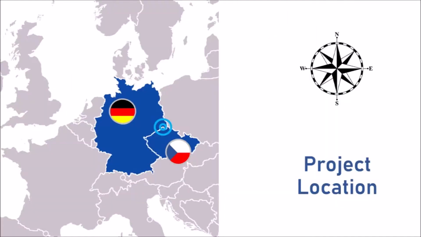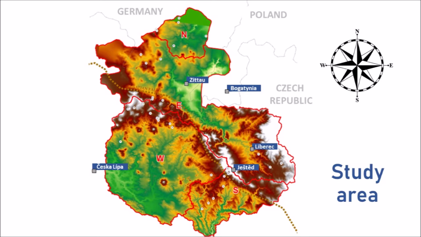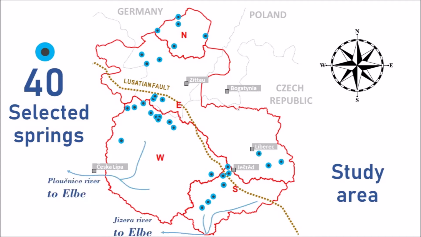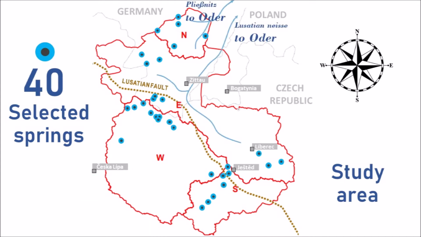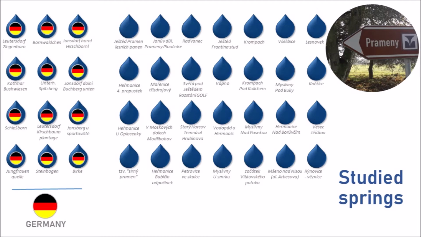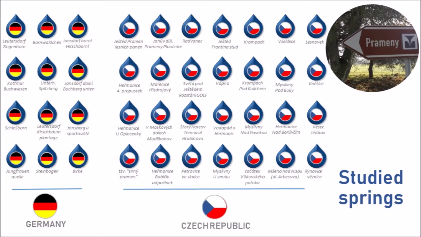Our area of study was the humid region in Eastern Saxony and Northern Bohemia, finding diverse types of springs coming out from different kinds of rocks along the Lusacian fault. A representative group of 40 springs were selected from the list reported by the cartography team, some of them flowing to the Elbe River and others to the Oder River. 12 are located in Germany and the rest are in the Czech Republic.